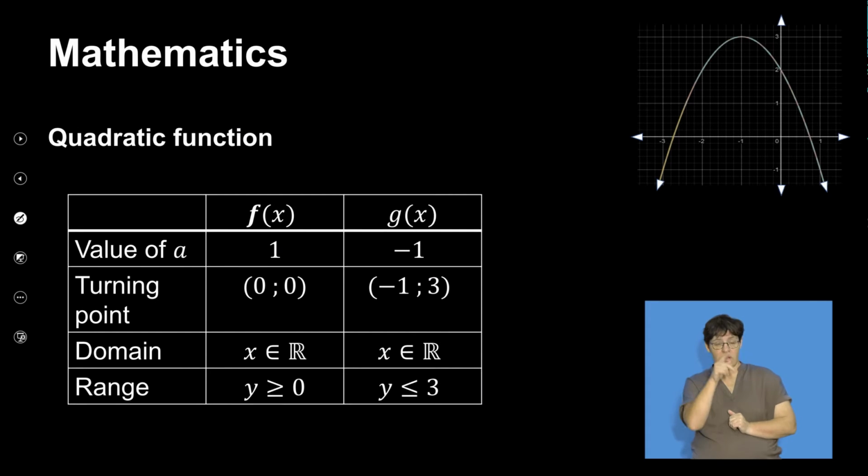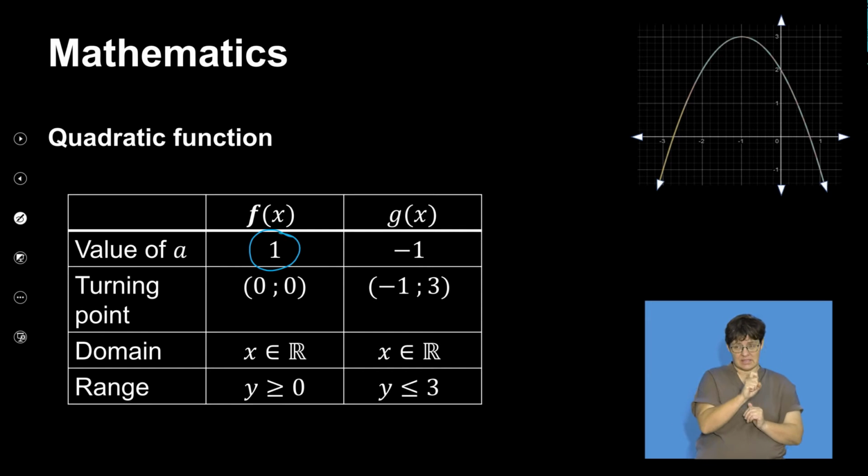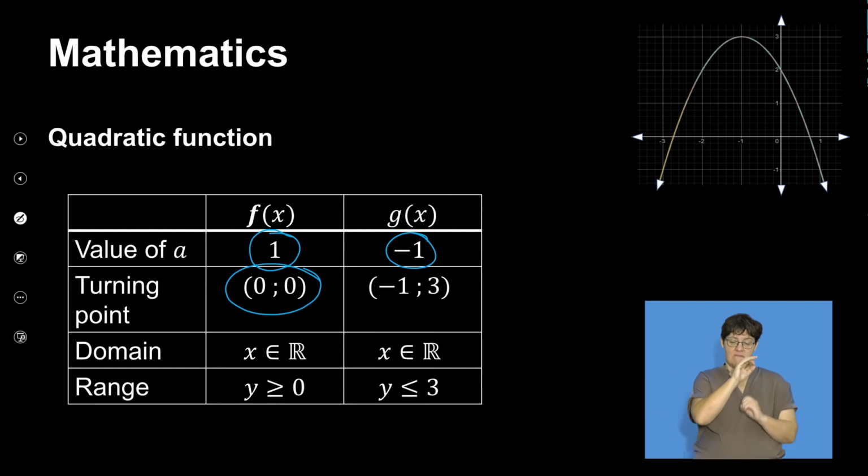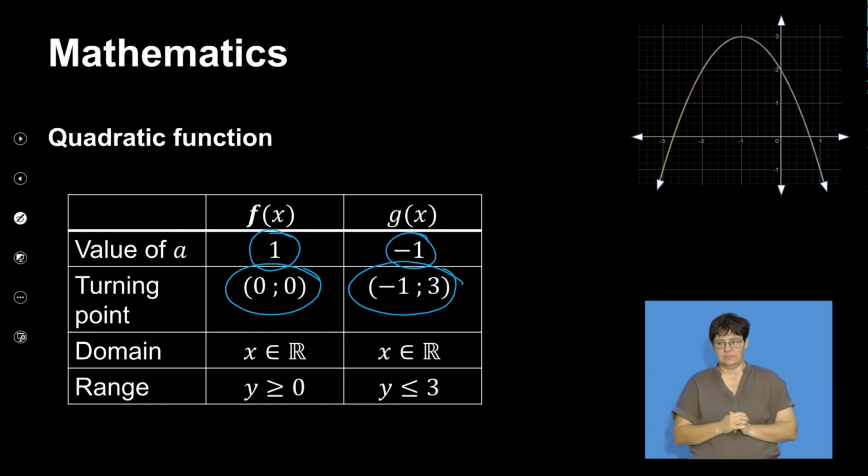Just to summarize what we know about these two functions, the value of a for f of x was 1, and the value of a for g of x is now minus 1, right? Because it was reflected about the x-axis. The turning point was at 0 and 0 for the graph of f of x, and now for the graph of g of x, it was moved 1 unit to the left, so the x value is now minus 1, and it was shifted 3 units up, so the y value is now positive 3.